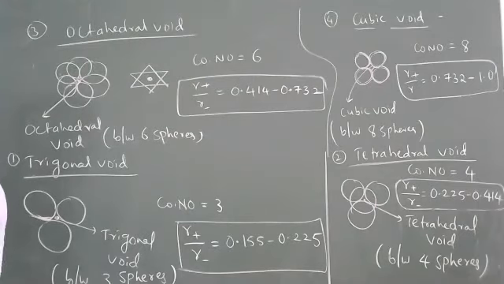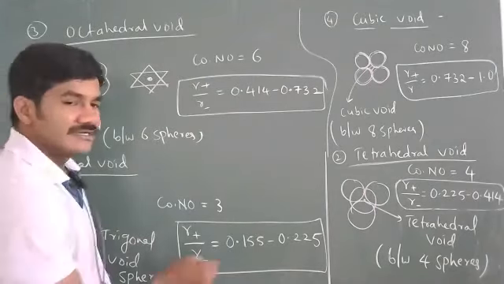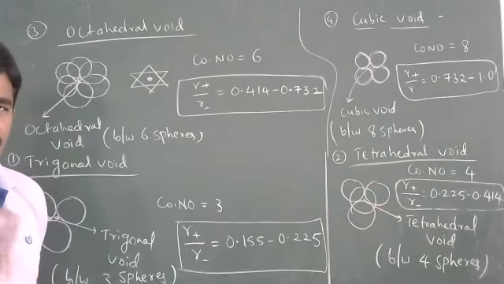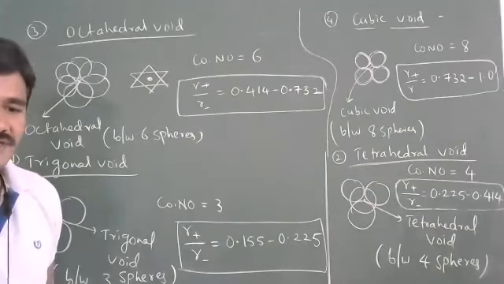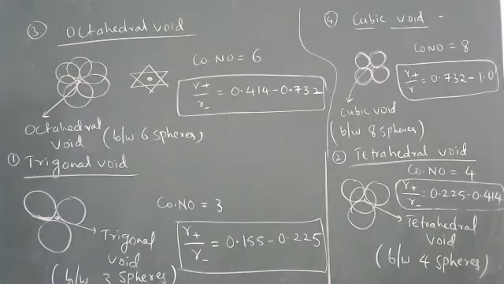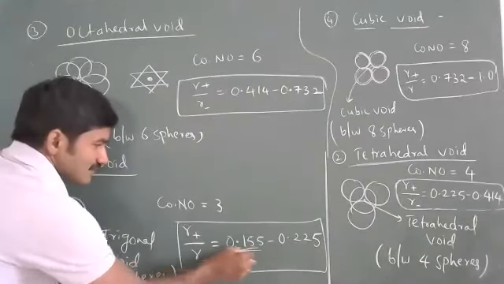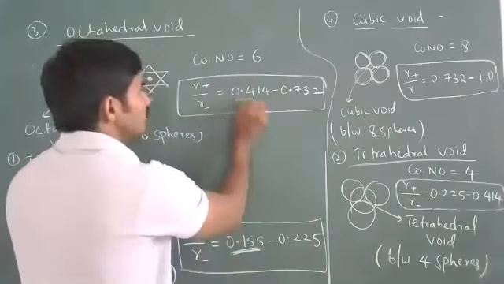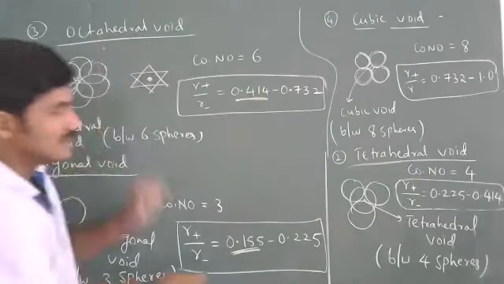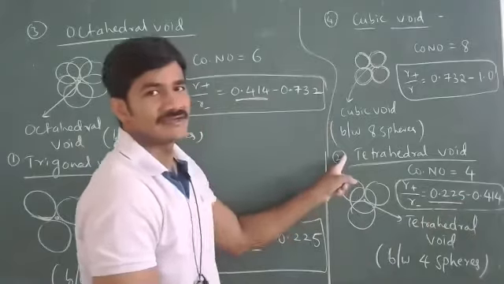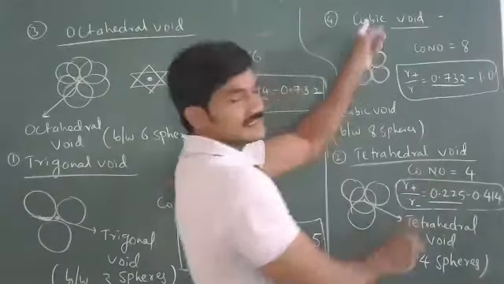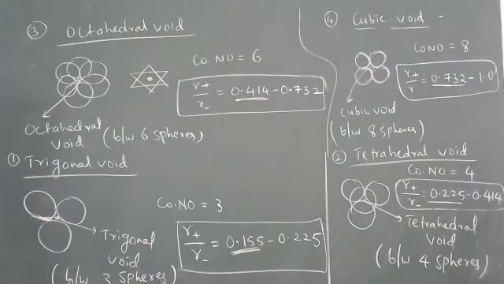Now I have one question for you. If the radius ratio is exactly 0.155, which type of void is it? Yes, whichever void is this? Trigonal void. If you get this number, it belongs to trigonal void. If you get 0.414, this is octahedral void. If you get 0.225, this is tetrahedral void. If you get 0.732, it is cubic void. Understood?